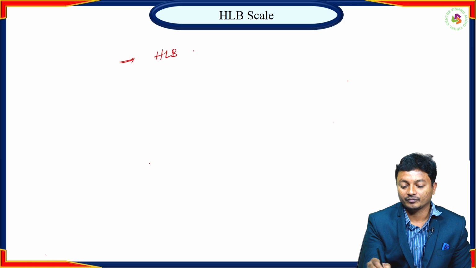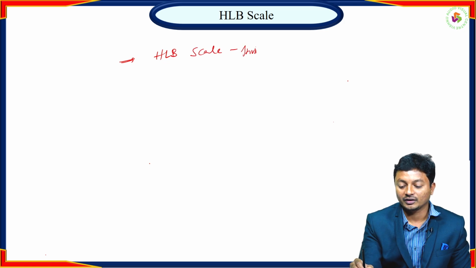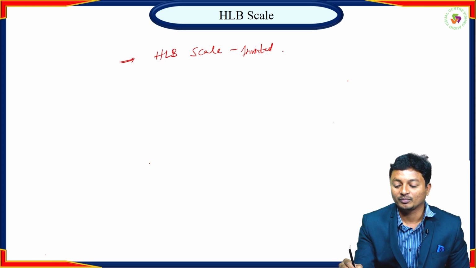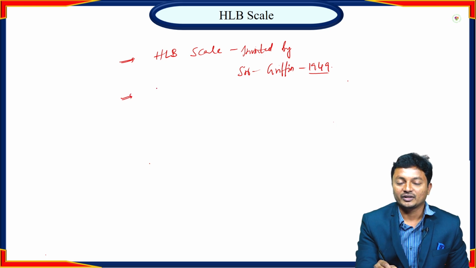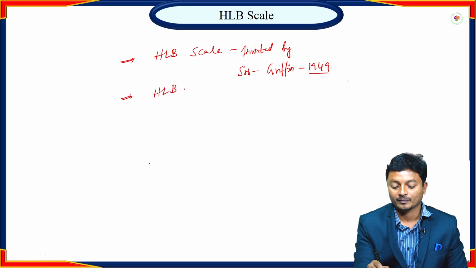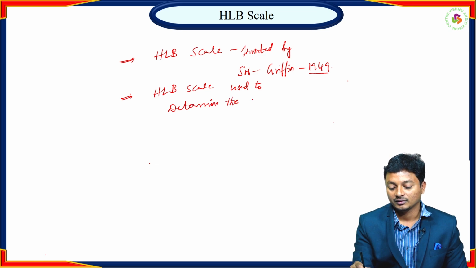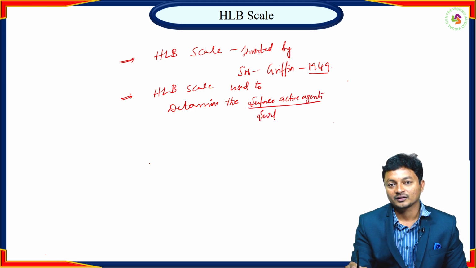The HLB scale was invented by Sir Griffin in the year 1949. The major use of this HLB scale is to determine the nature of the surface active agents. The surface active agents are also known as surfactants.